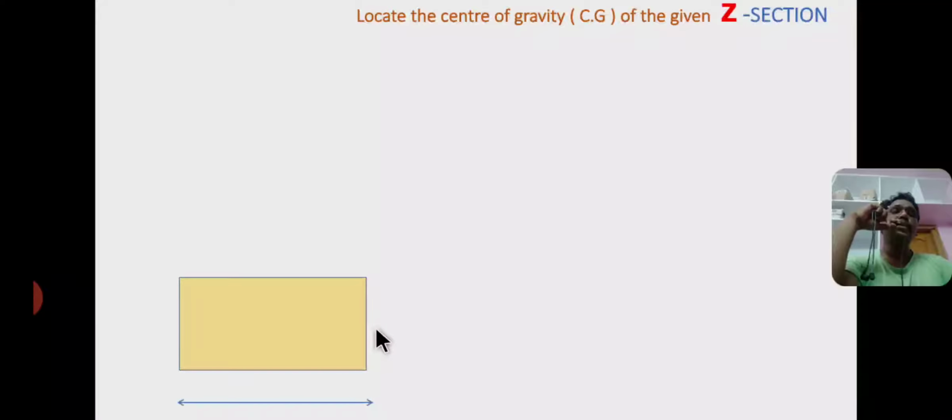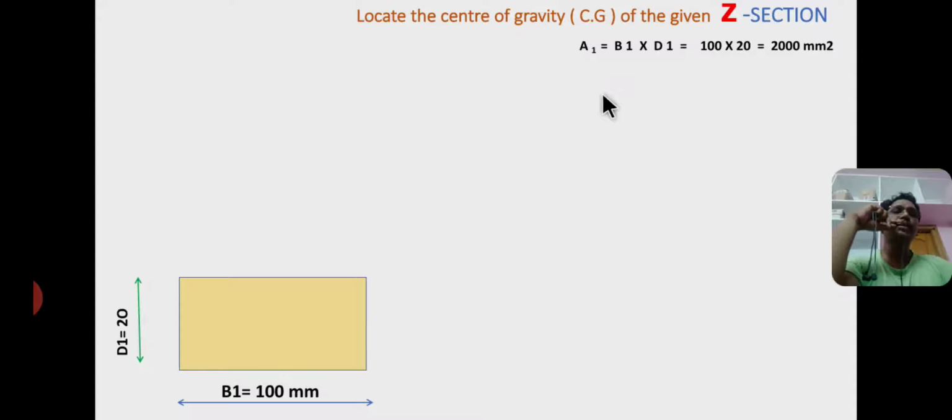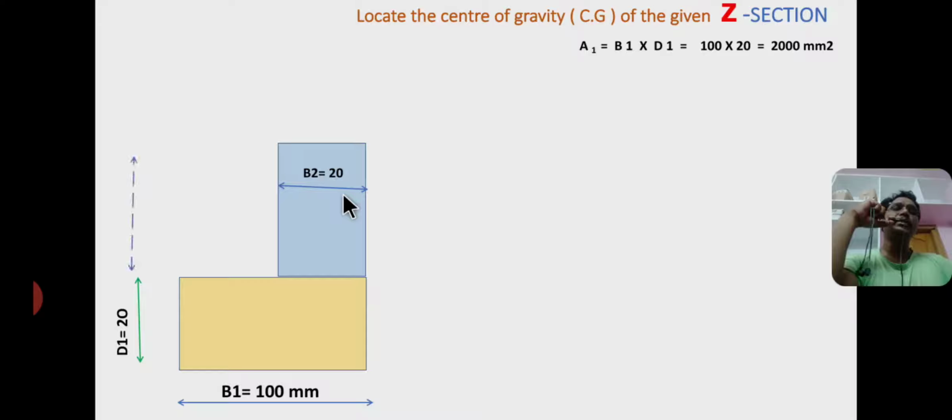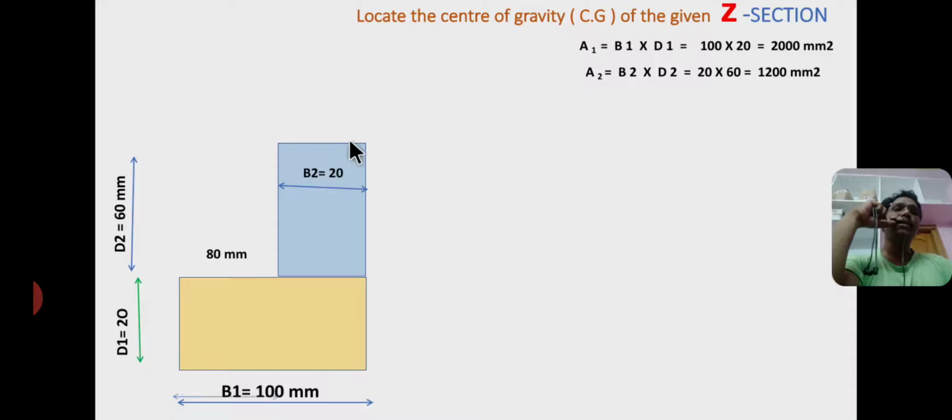Now coming to the individual areas. Area of a bottom rectangle, that is a1 equal to base into depth, that is a1 equal to b1 d1, 100 into 20 equal to 2000 mm square, that is the area of a bottom rectangle. Now a2 is the area of a middle rectangle, that is a2 equal to base b2 into depth d2, 20 by 60 equal to 1200 mm square for area 2. Now a3 is the area of a top rectangle, that is a3 equal to base b3 into depth d3.